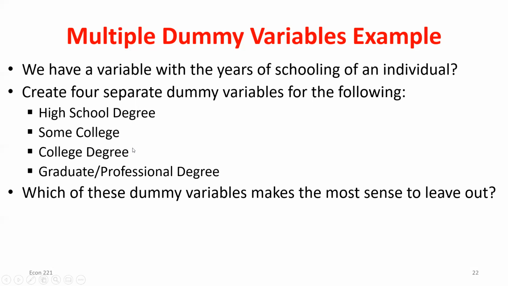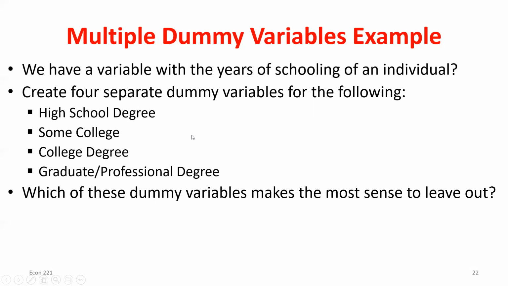Well, which one of these makes the most sense for me to leave out? If I create a dummy variable, I could create one for whether someone had a graduate degree or not, one for whether they only had some college or not. So these aren't cascading. High school degree here means that you only have a high school degree. And with some college, I'm not counting you as just a high school graduate anymore.